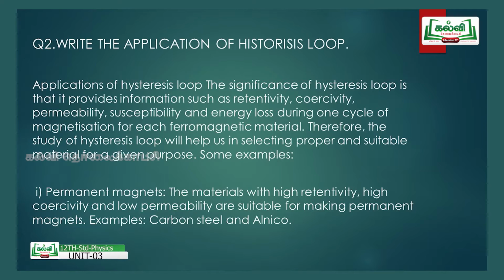Permanent magnets: what are the properties we need for manufacturing a permanent magnet? The material must have high retentivity, high coercivity, and low permeability. These are the properties we need while producing permanent magnets. We can get this from the application of hysteresis study. Now, the examples are carbon steel and alnico.